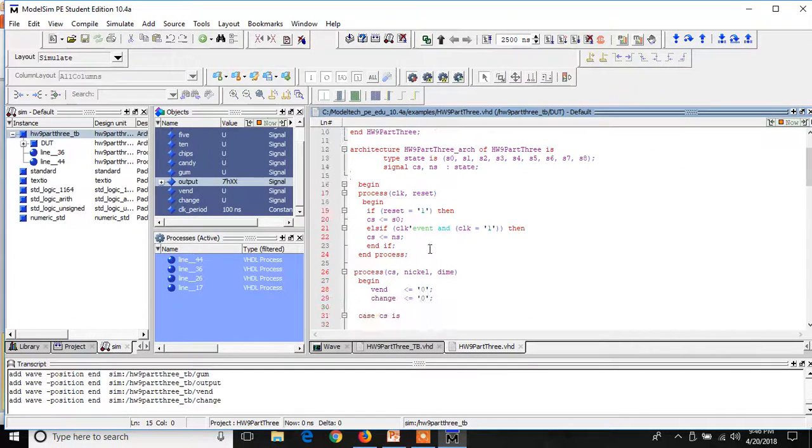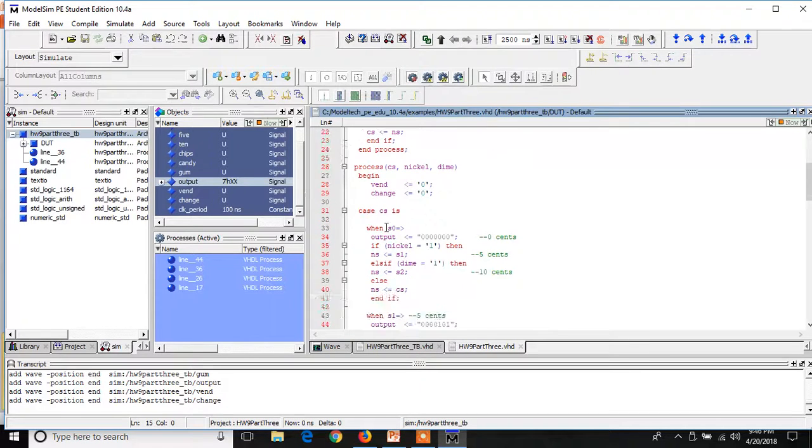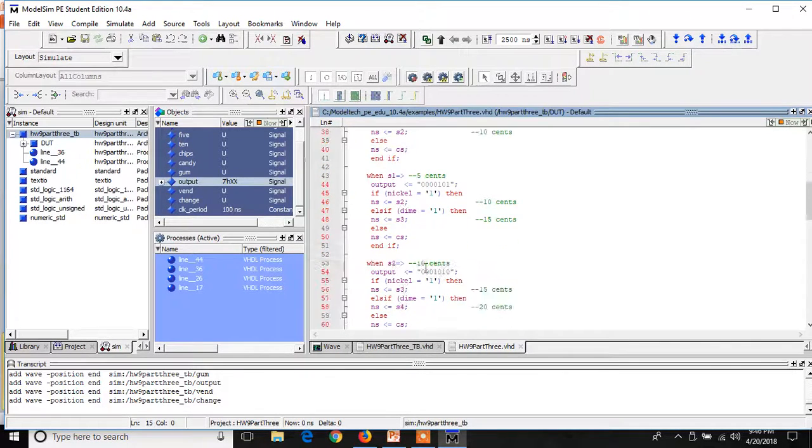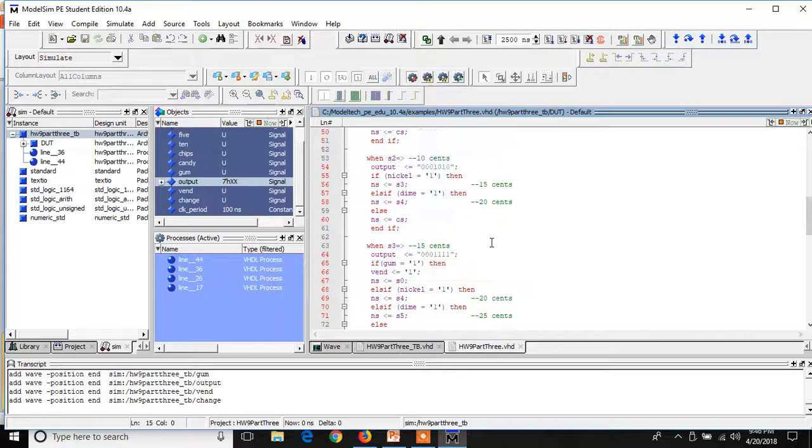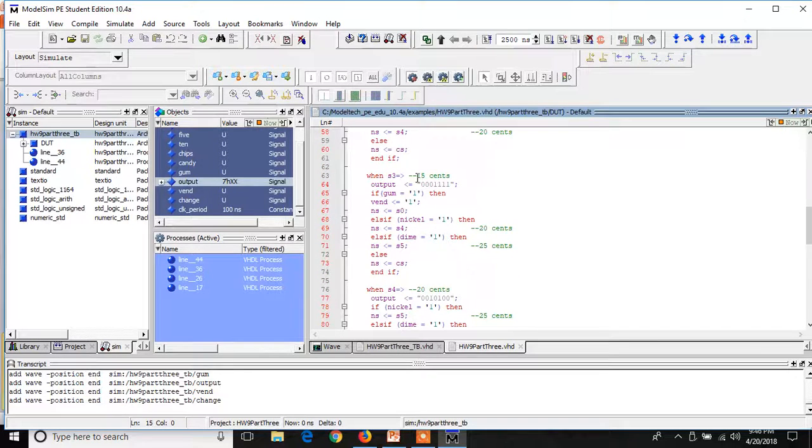And then when in state 0, if nickel is 1, goes to state 1, if dime is 1, goes to state 2, and it keeps doing that. And then when at state 3, this is the 15 cent stage.